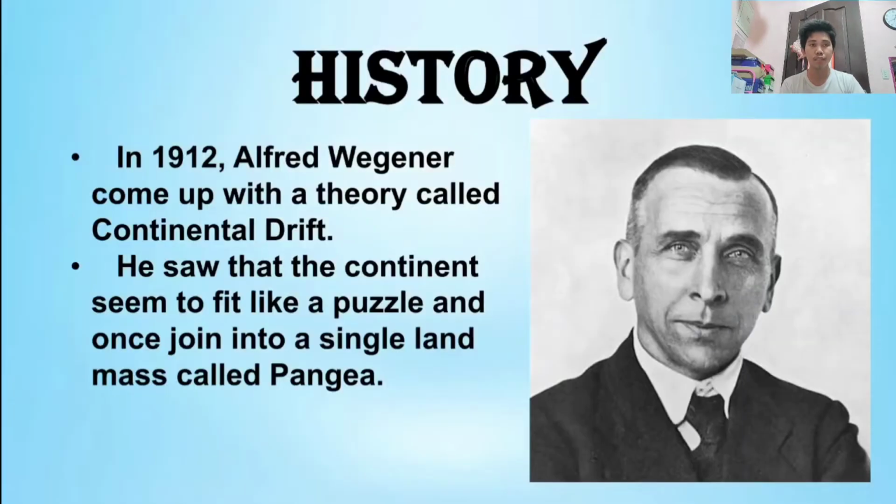To learn more about this topic, let's first understand the history behind it. Let us start with Alfred Wegener. In 1912, Alfred Wegener came up with a theory called continental drift. This is the idea that continents have been shifting positions over time. He saw that the continents seemed to fit like a puzzle and were once joined into a single landmass called Pangaea. This theory also explained why the same animal and plant fossils are found on different continents.